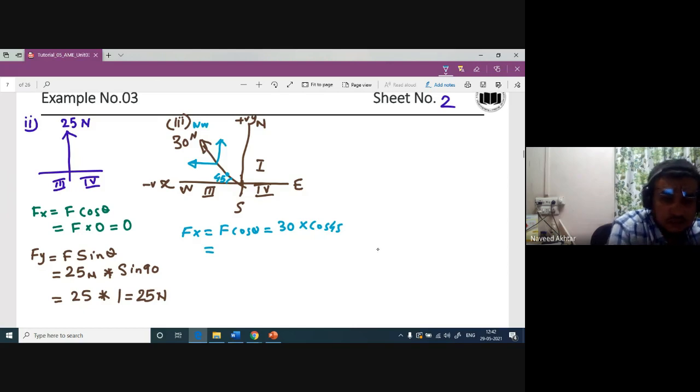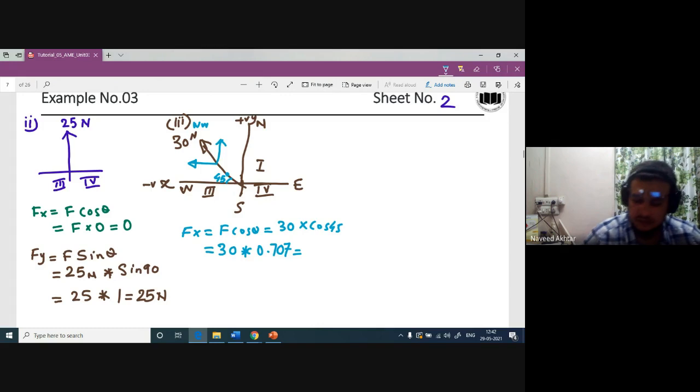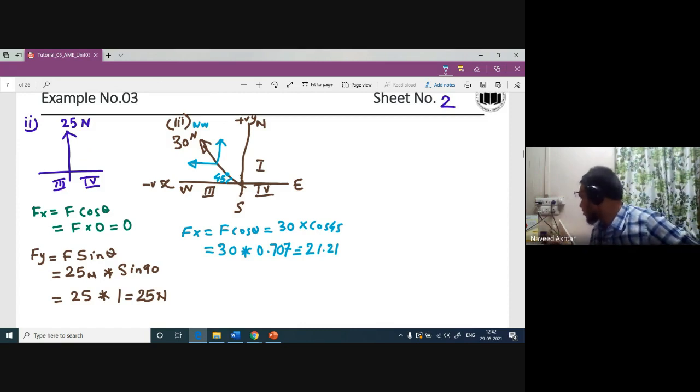So that is 30 Newton into 0.707. When we multiply this value into 30, Fx is nothing but 21.21 Newton. Because x is negative, you can write negative if you want, otherwise it is fine, no need of writing.